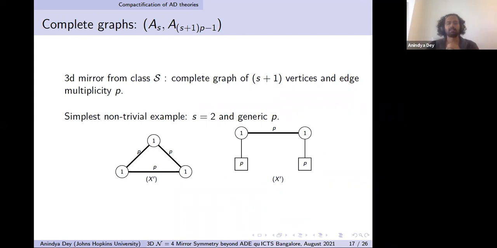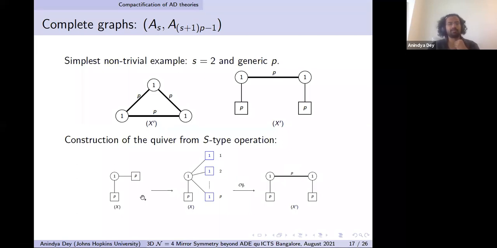Okay, so this is the class S mirror that's given to us. Now, the question is, does this guy have a Lagrangian mirror? That's the question that we're going to ask. If it has a Lagrangian mirror, then that is the Lagrangian of the SCFT that you obtain by dimensionally reducing an Argyres-Douglas theory on a circle.